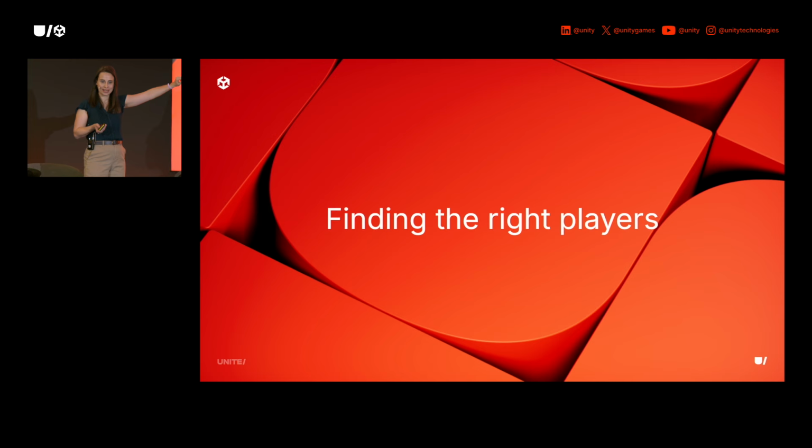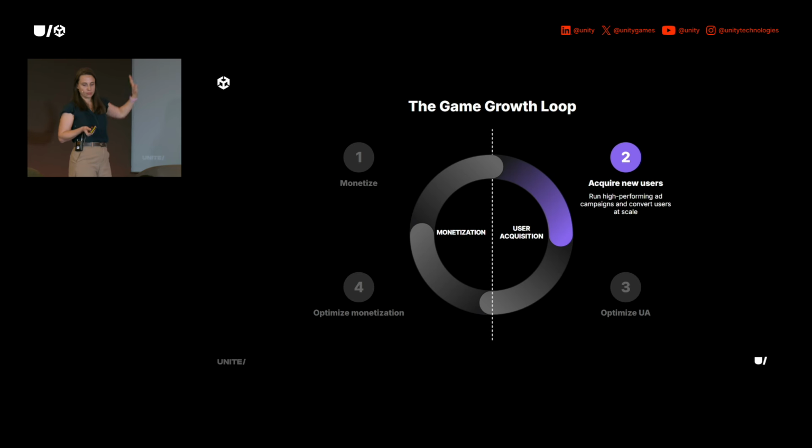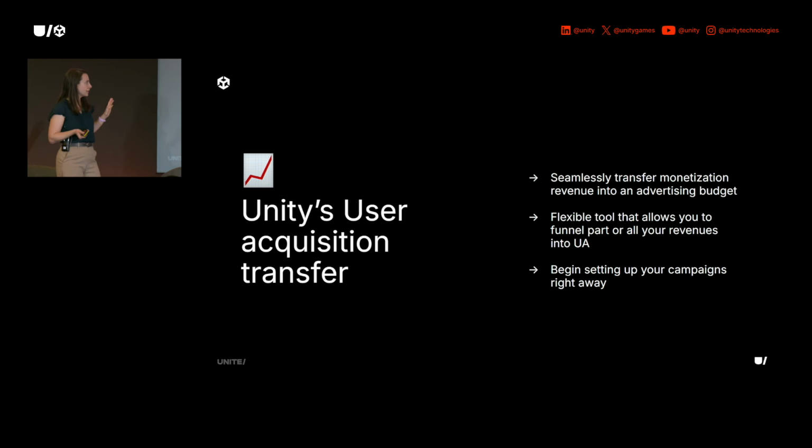Let's move to the other side, finding the right players. So that's where we are right now. And the first thing I want to do is connect the monetization part and the user acquisition part. There is a feature in Unity that we call user acquisition transfer. What that does is it allows you to take monetization revenue that you've made from ads and put it into a user acquisition campaign. So you can very easily start running user acquisition and just reinvest that money into the UA side of things.